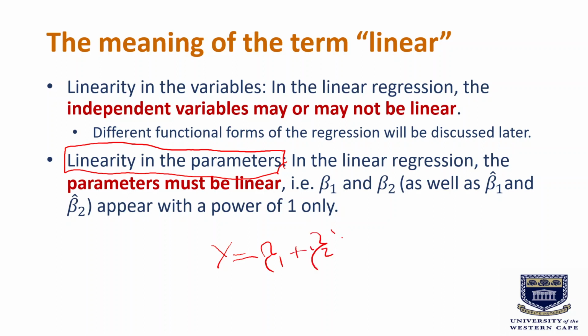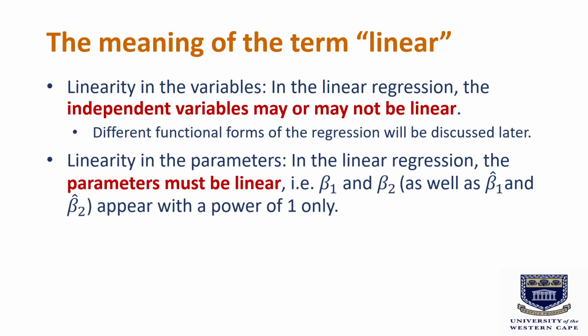Forgive the poor betas over there. You cannot have any other specification for a regression model if we subscribe to this principle over here. But what we mean by linearity is that the regression model must be linear in parameters. The yi must be linearly related to beta 1 and beta 2. And in short, what that implies is that these parameters appear in the regression model with the power of 1 only.